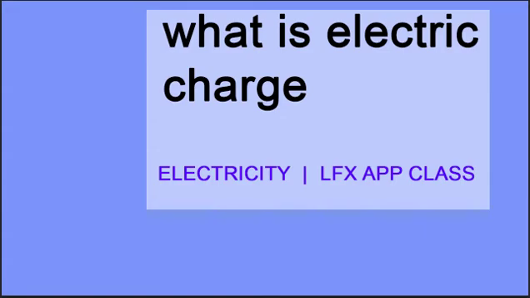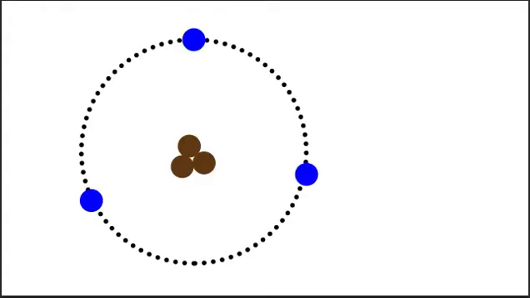What is electric charge? Every object is made up of something like this, an atom, neutral. We have equal protons, this stuff in the middle are the protons, and equal electrons. So when the protons and electrons are equal, this object is neutral.